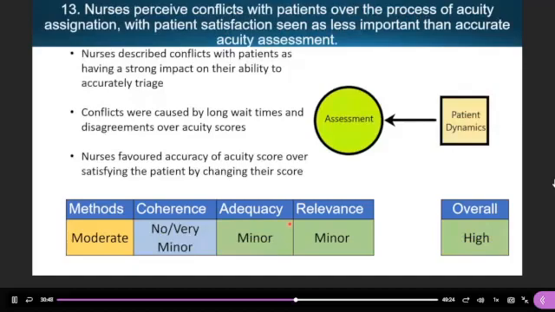Our 13th finding is that nurses perceive conflicts with patients over the process of acuity assignation, with patient satisfaction seen as less important than acuity assessment. Nurses quite often describe conflict with patients, conflicts caused by long waiting times or disagreements over the acuity scores, with patients feeling that they were sicker than the score they were assigned. However, it's important to note that nurses would favour an accurate acuity score over patient satisfaction. Whilst keeping patients satisfied was important to them, they would ensure that the sickness took precedence over satisfaction.